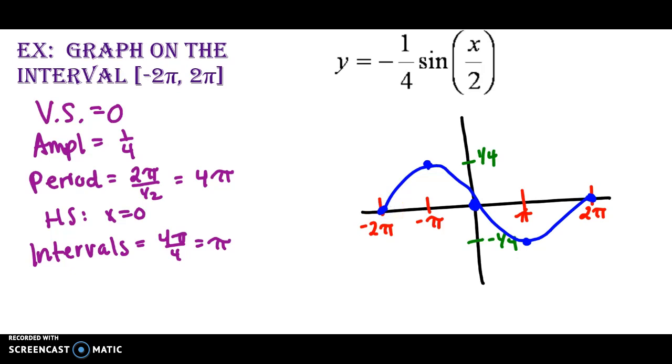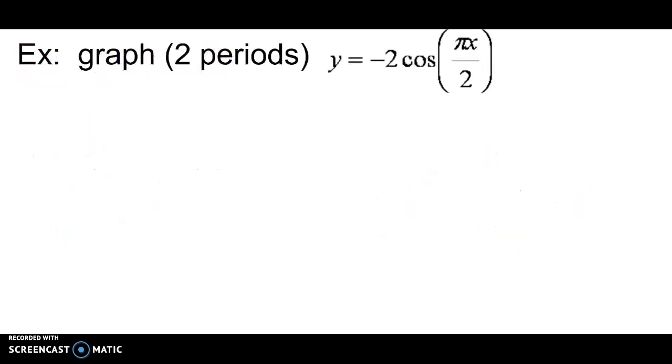Awesome. Let's look at this next one. This time we're going to graph two periods of y equals negative 2 cosine of pi x over 2. So same thing here, identify the information, and I really challenge you, please try to graph the entire thing on your own. That's the only way you're going to get better and actually understand this, is if you try it on your own first. So go ahead, put me on pause. If at first you don't succeed, there's always an eraser.